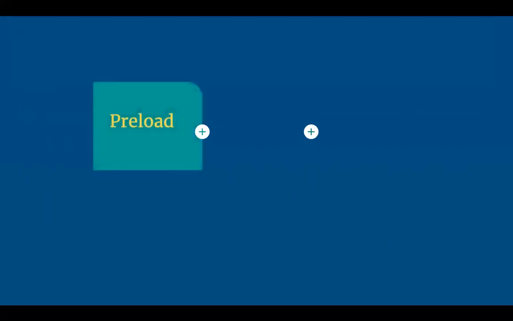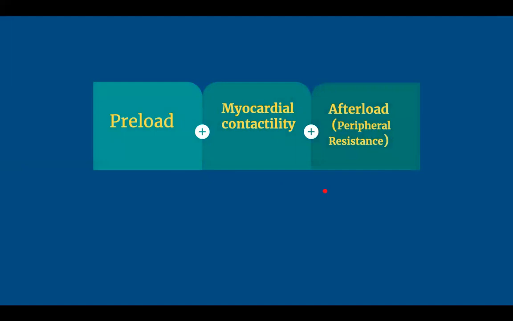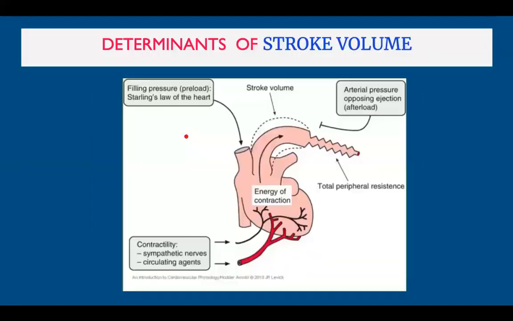These are the three main factors. Rather than factors, I would use the term determinants, because they determine the stroke volume: preload, or the end diastolic volume, then the myocardial contractility, the heart as a pump itself, and the afterload, or the peripheral resistance. These are the three determinants of stroke volume, and the rest of the lecture will be devoted to understanding these determinants and explaining their role in the regulation of stroke volume.